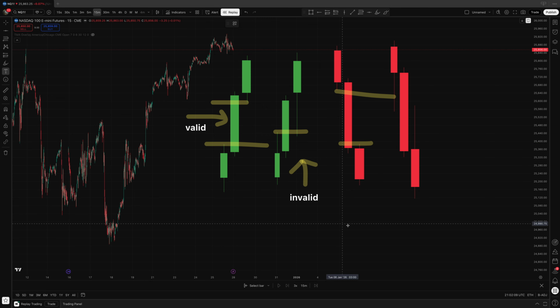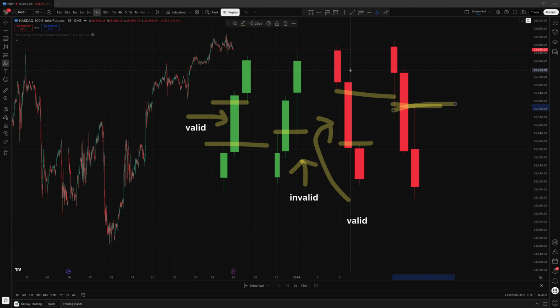That's my valid. It's really simple and it is very useful to trade off. Most traders use it as a confirmation. I used to use it when I was a retail trader.